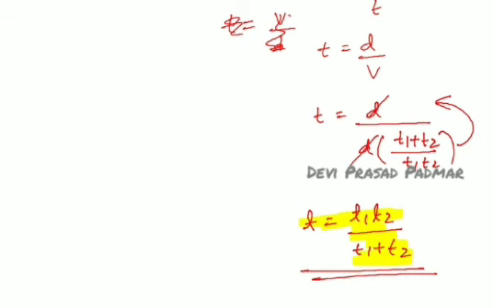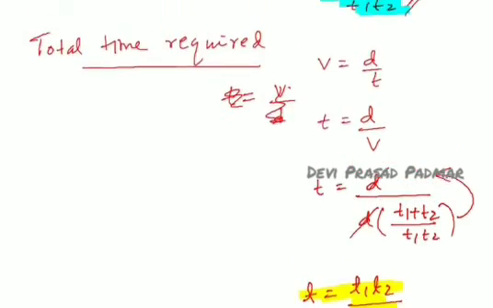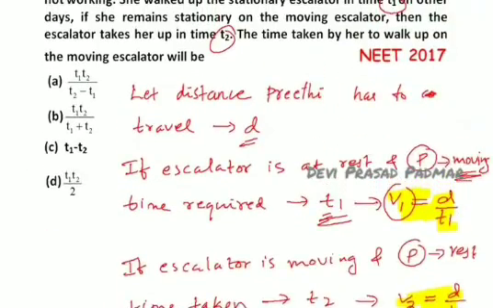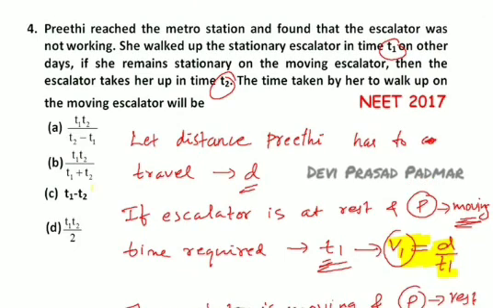The total time taken by Preeti on a moving escalator is t1 t2 divided by t1 plus t2. Here it is, right?